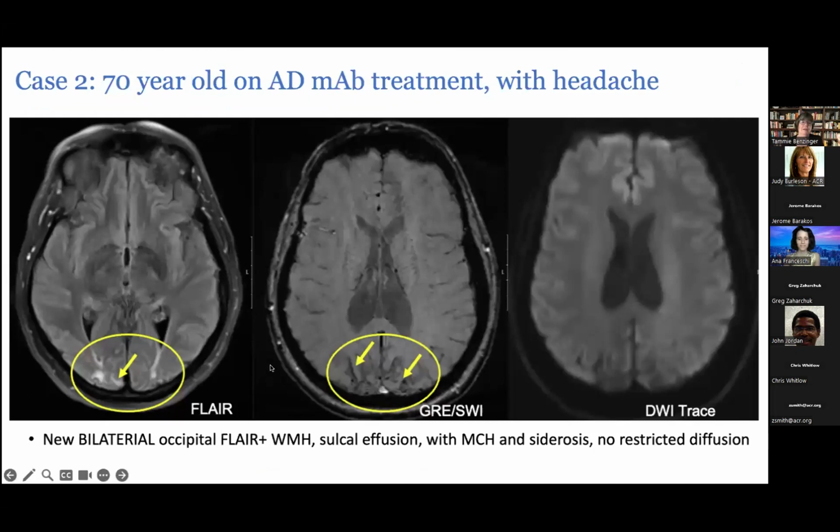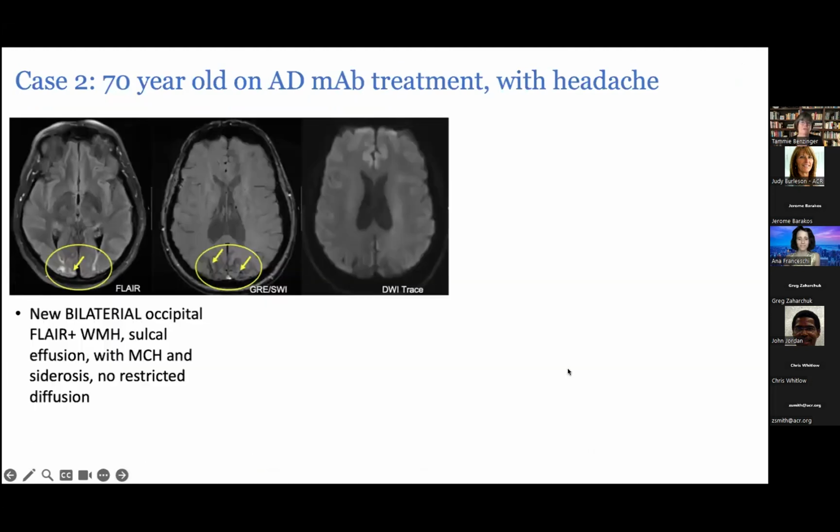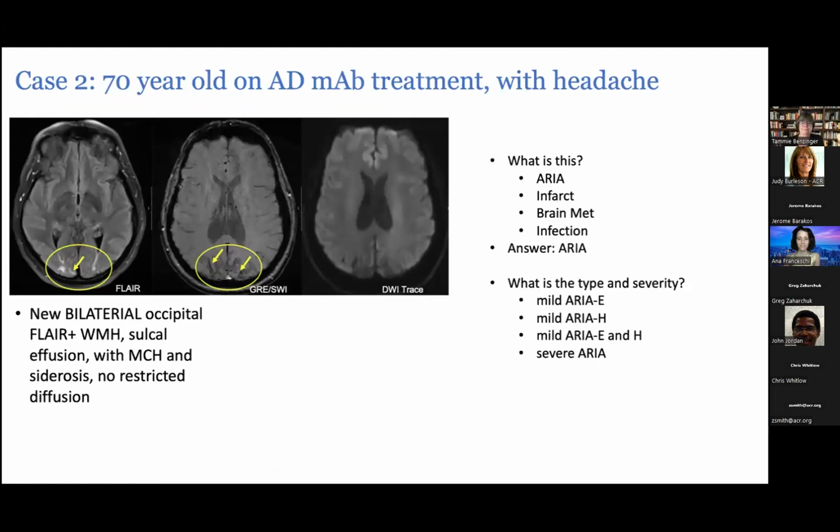Here's another case. She comes in. These are new findings of bilateral occipital FLAIR. You can see edema as well as sulcal effusion. You can also see microhemorrhages and siderosis, no restricted diffusion. So again, another example of ARIA.